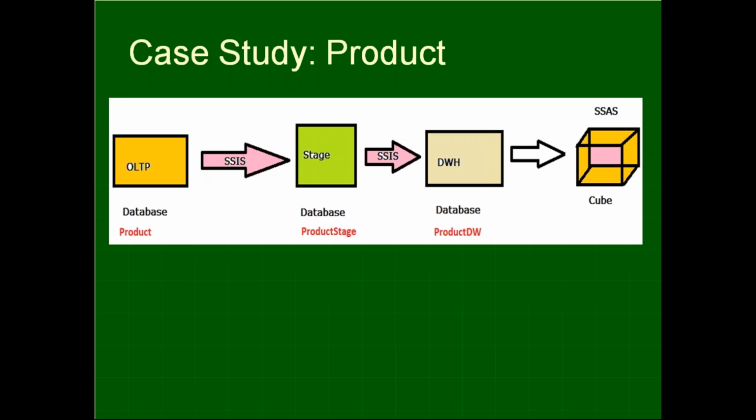To dump the data from the OLTP database, we have to create a staging database, and from the staging database we have to dump the data to the data warehousing database. After the data warehousing database is created with the dimensional tables and the fact tables, you have to create an SSAS project, and inside that you have to create a cube and process that.